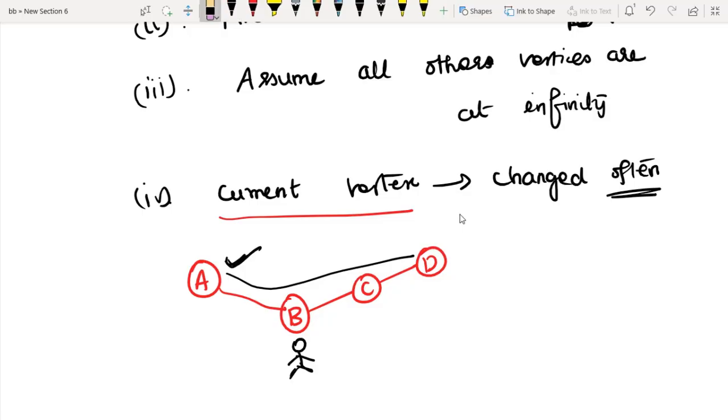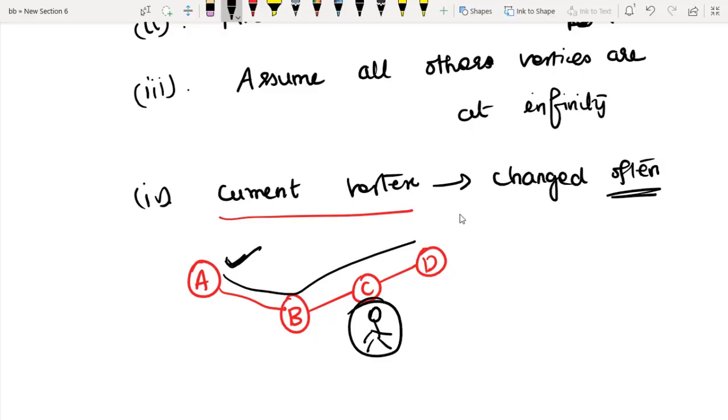Then I can walk to C, then I can calculate the distance from A to D. Now C becomes my current vertex, right? So current vertex is the term which will be changed often. The current vertex changes from one vertex to another.